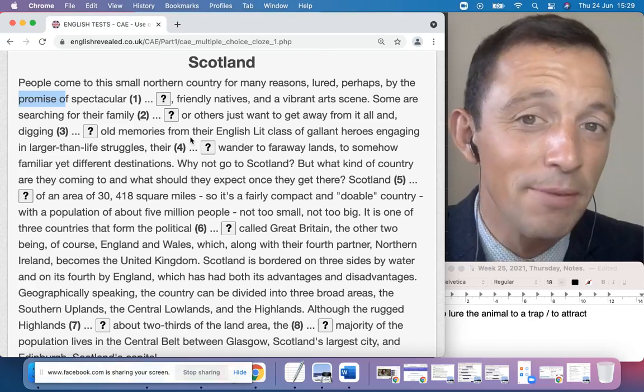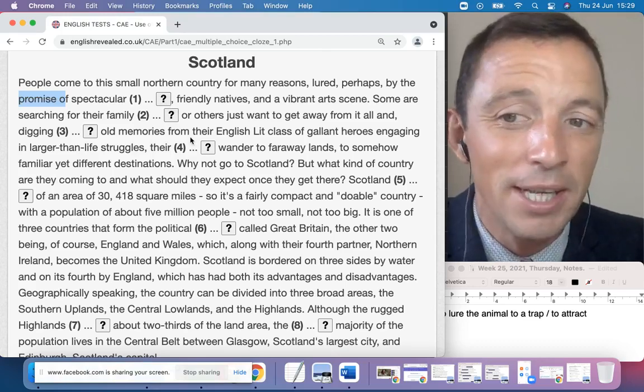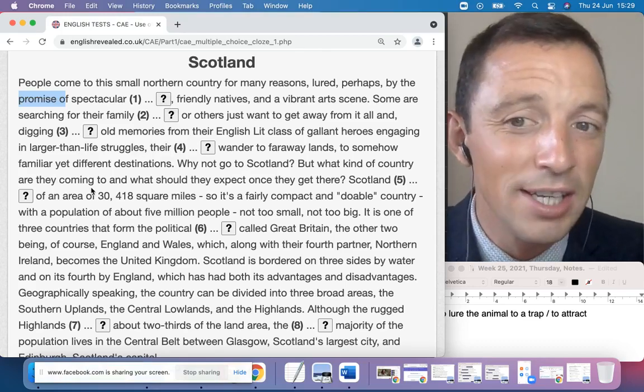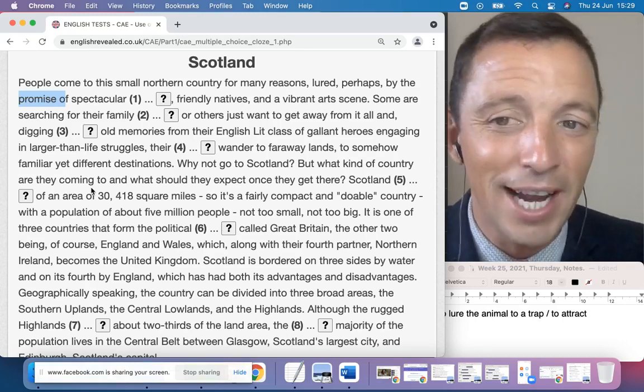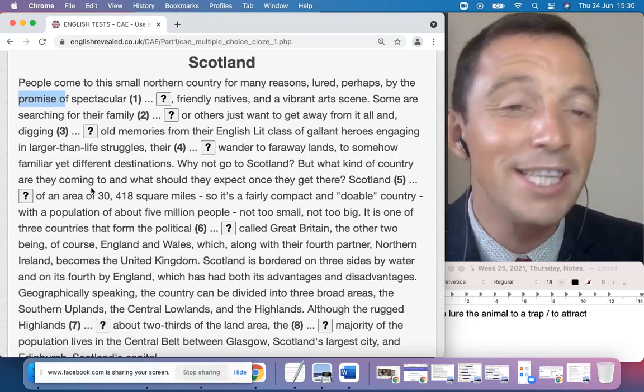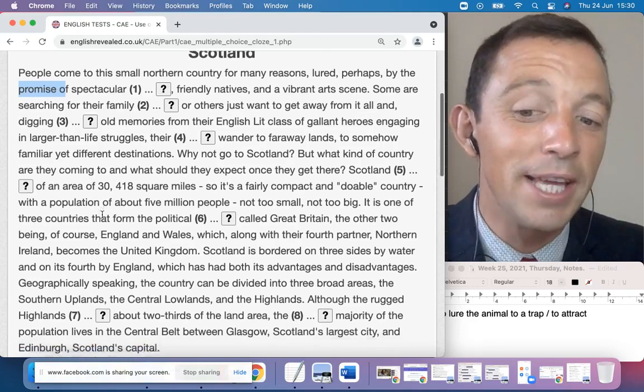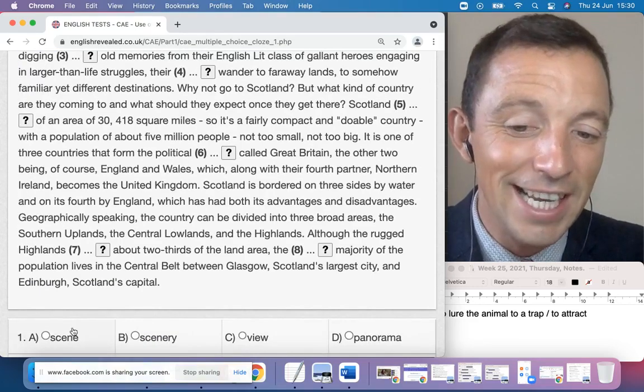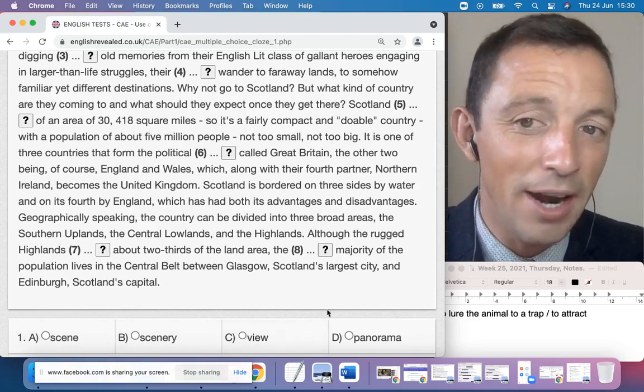Okay, so maybe before you see the options you might have a possibility: spectacular views, spectacular landscape, spectacular sights. It could be a few possibilities, so we need to look at the options. And just to begin, here are the options: scene, scenery, view, panorama.